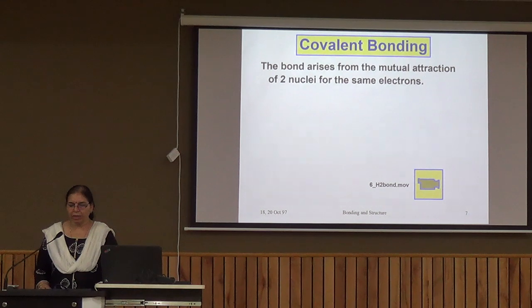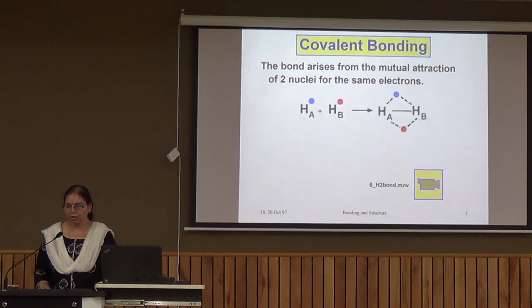Now covalent bonding. The bond arises from the mutual attraction of two nuclei for the same electrons. That is, one atom of hydrogen contains one electron, another atom of hydrogen contains one electron. They both will share one electron and form the H2 molecule.